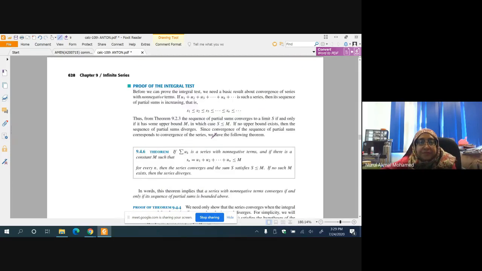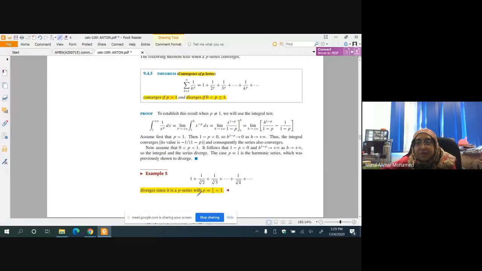And then for this one, the general term is 1 over k to the power of 1 over 3. So your p is 1 over 3. So it should be between 0 and 1. So it diverges. Okay, so this one diverges.